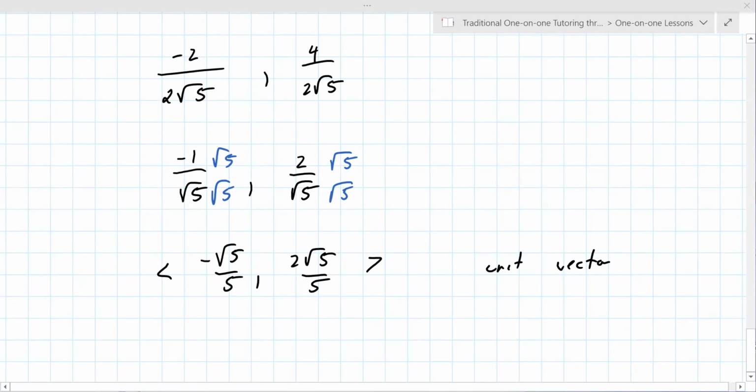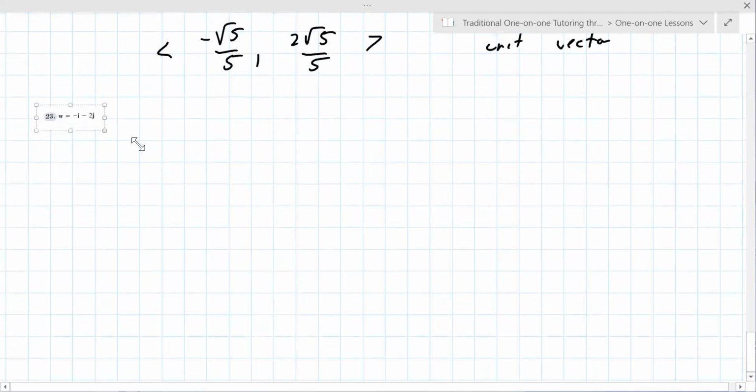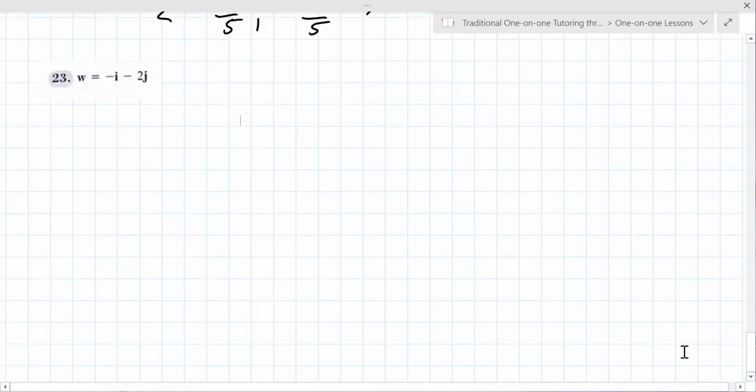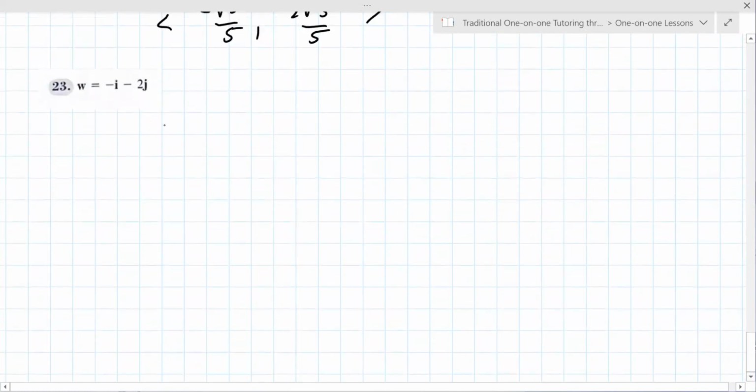Okay. 23 is similar. So 23 we'll just find it. There's no visual needed. You don't have to graph these, but sometimes it's helpful. A lot of math students really need the visual to get it. And it's just one of those things.